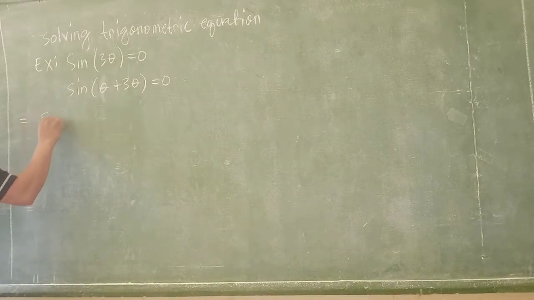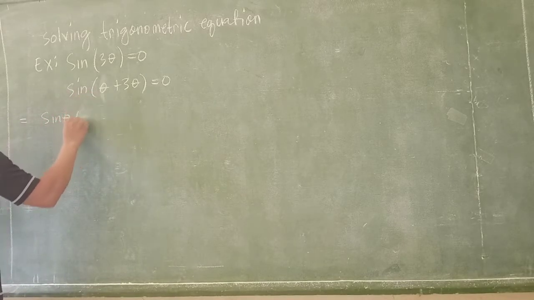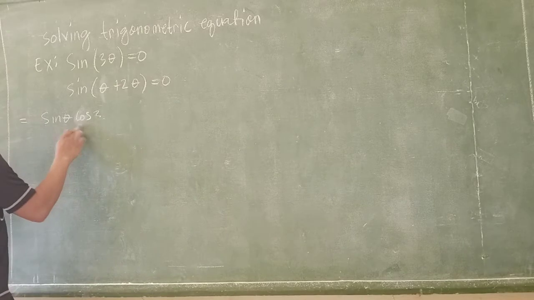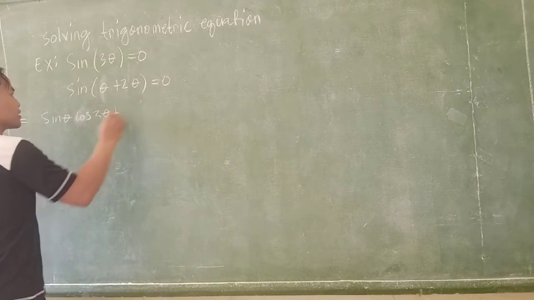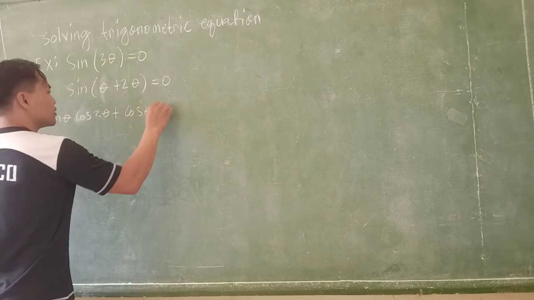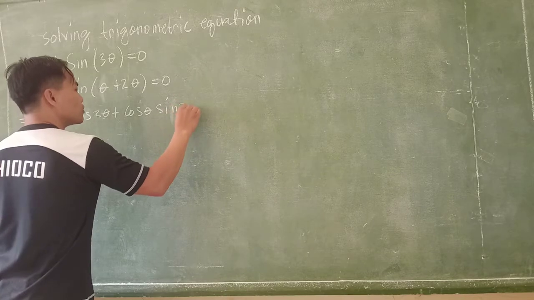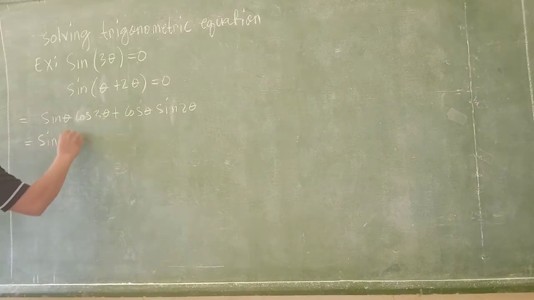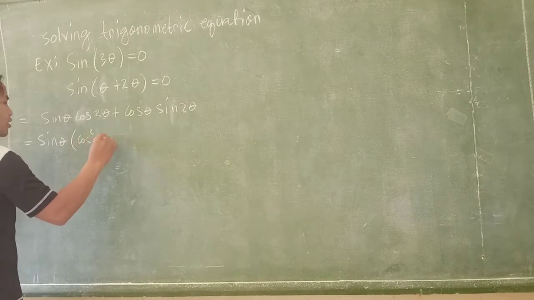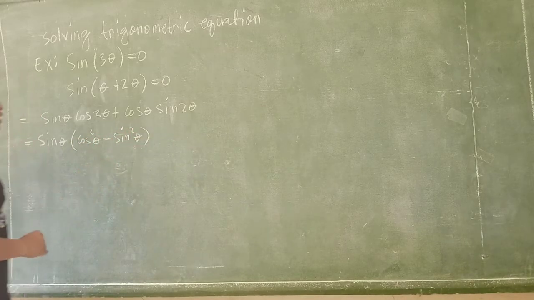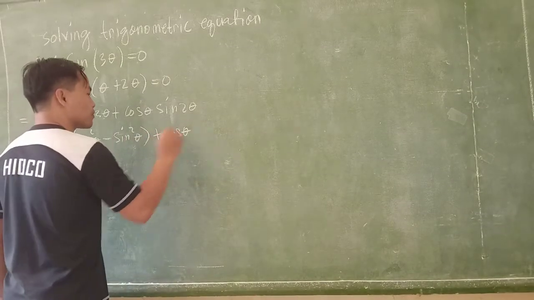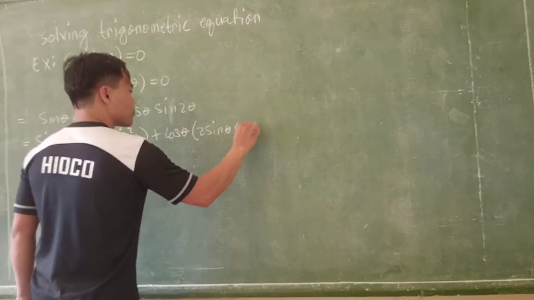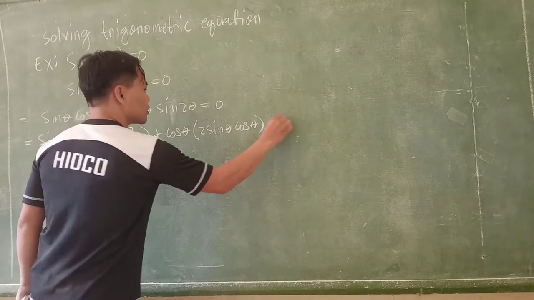This will become sine theta cos of 2 theta, plus cos theta sine of 2 theta. After that we can simplify as sine theta times the quantity cos squared theta minus sine squared theta, plus cos theta times sine 2 theta, which is equivalent to 2 sine theta cos theta, and that is equal to 0.